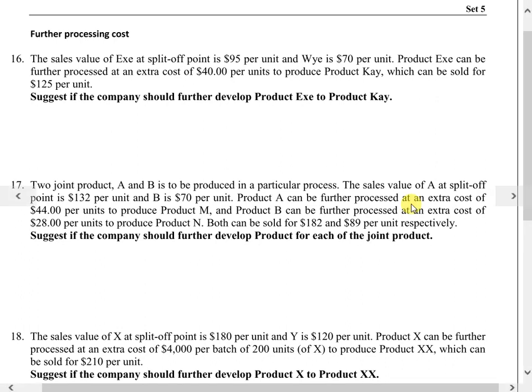The sales value of X at split off point is 95. Y is 70. Product X can be further processed at an additional cost of 40 to produce product K, which can be sold for 125. Suggest if the company should further develop from X to K or not. Do not suggest. Answer no. Done.